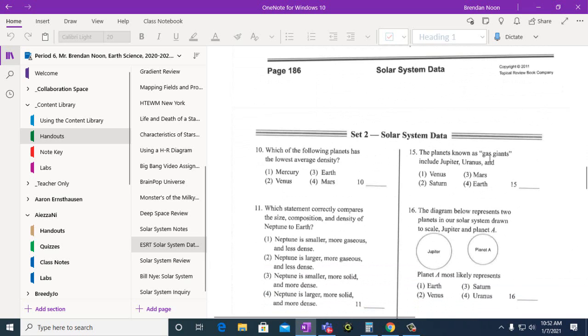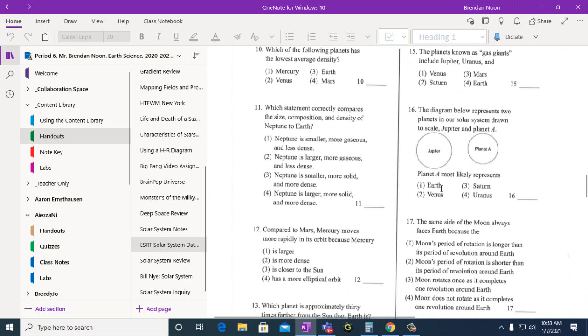Which planet is known as a gas giant? The planets known as gas giants include Jupiter, Uranus, and so Venus, Mars, and Earth are all terrestrial planets. Saturn, Neptune, and Uranus, and Jupiter are all gas giants. So Saturn is the correct answer.